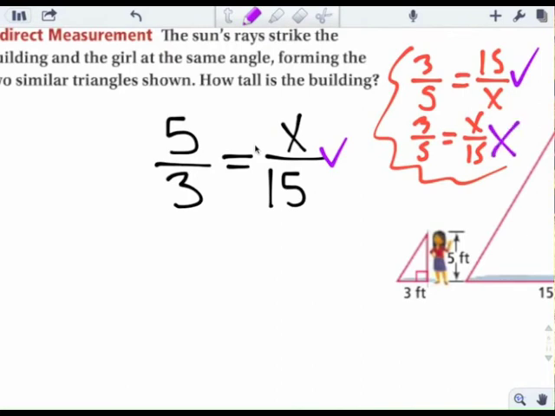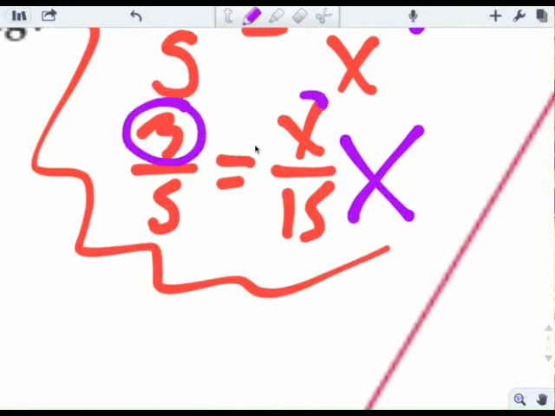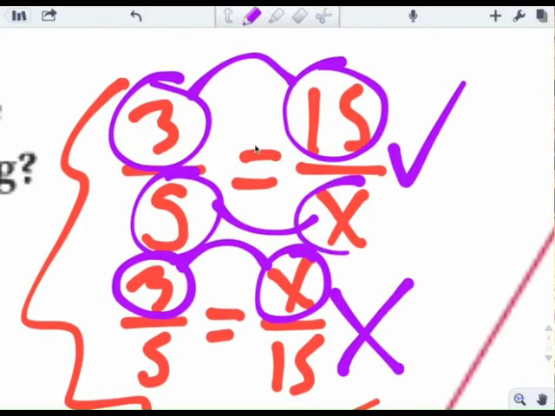It is not correct because on the top we have the shadow, and this is the height of the building. These two are not related to each other. Unlike up here, this is the length of the shadow, this is the length of the shadow. This is the height of the girl, this is the height of the building. So the things that are related to each other need to be next to each other. So I hope that explanation sort of makes sense. You'll get some practice with it.